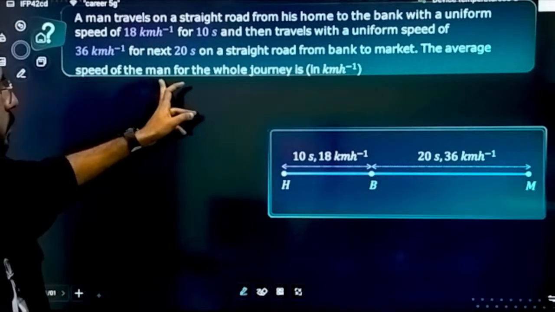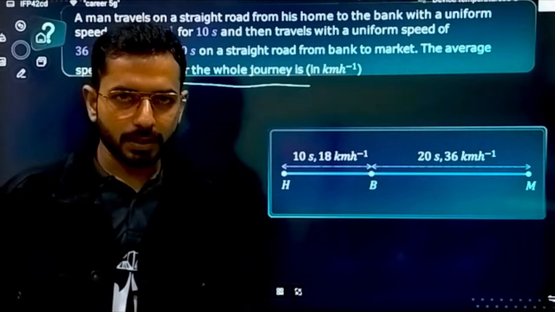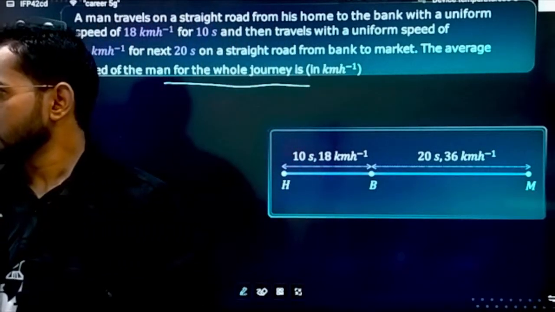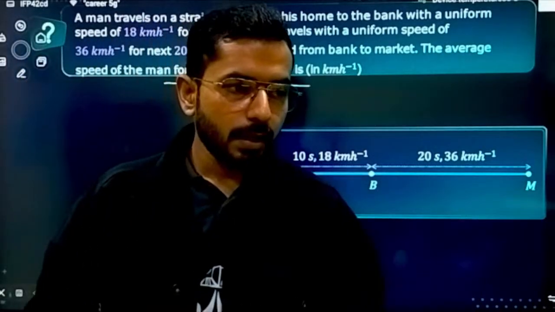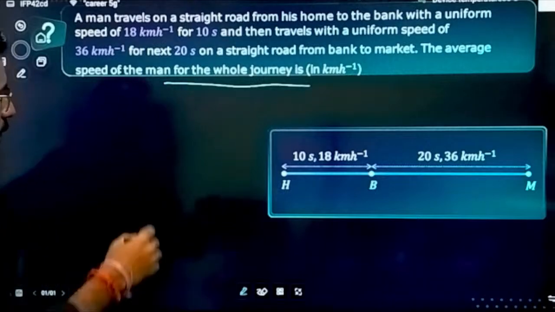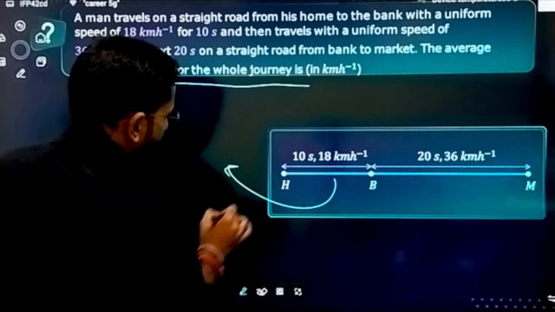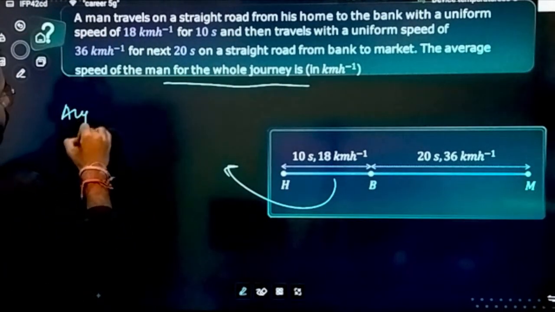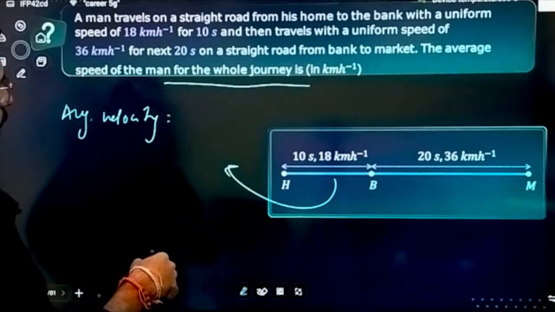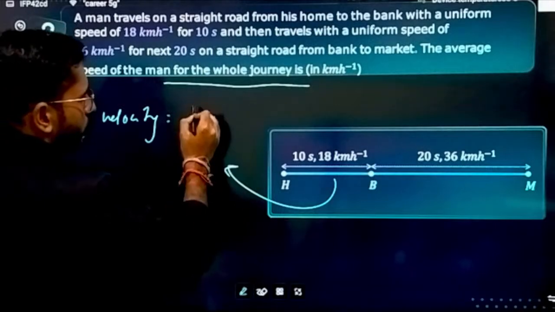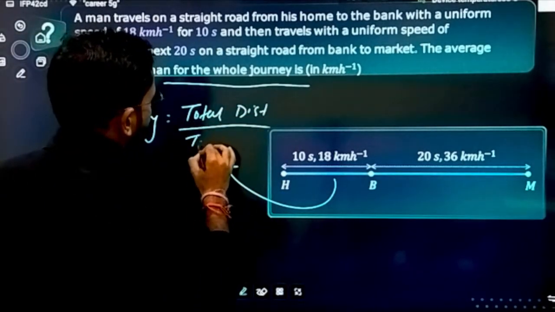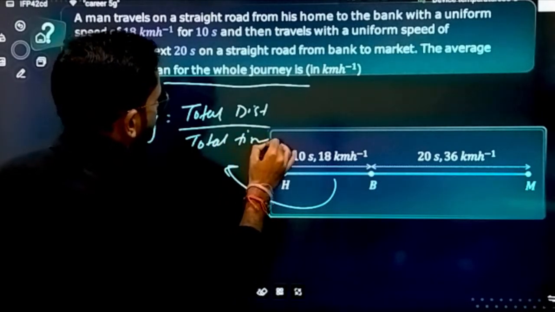Find the average speed of the man for the whole journey. I will be calculating simply. So how will I write the average velocity? See, from home to bank, how will I write it? Correct? Average speed: if you have to write, just take the total distance divided by total time.